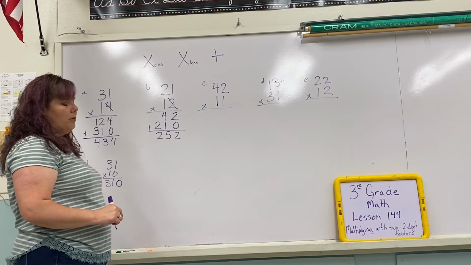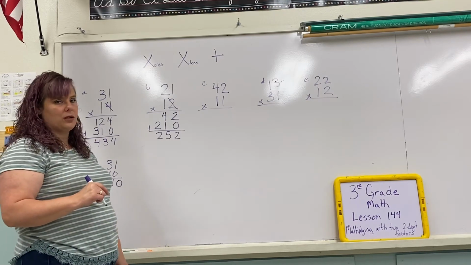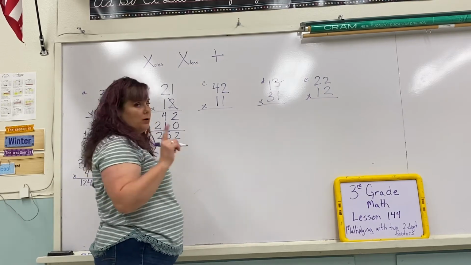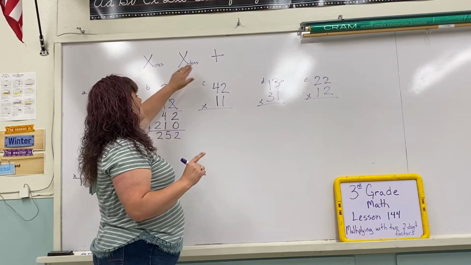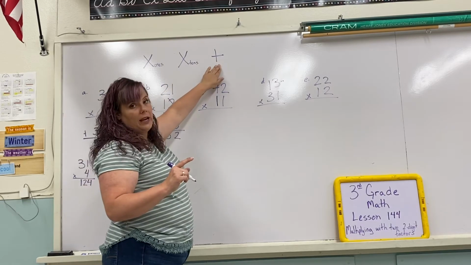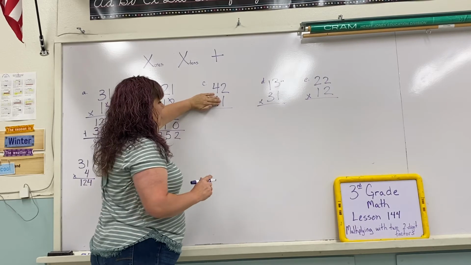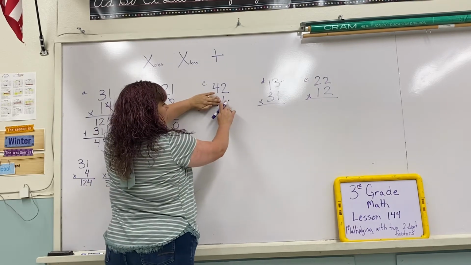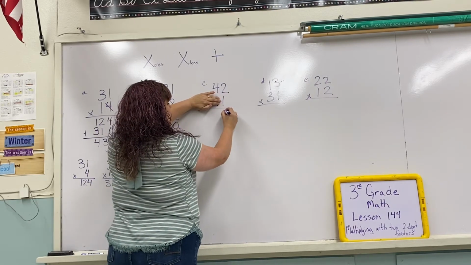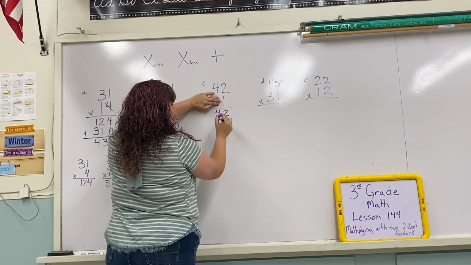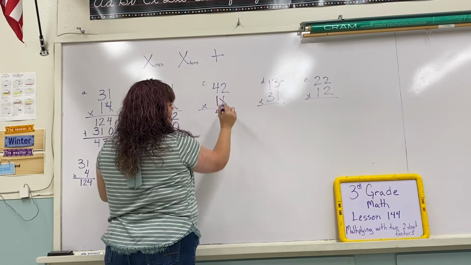Pause me again if you need to catch up if I went too fast. Now let's go over to C. Remember, multiply 1s, multiply 10s, then add them together. So we're going to start by pretending the 10 isn't here and only multiply by this 1. 2 times 1 is 2. 4 times 1 is 4. Now we're done with our 1s.